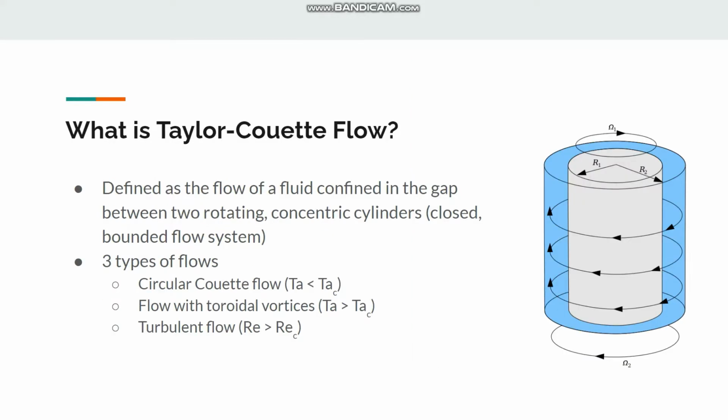What is Taylor-Couette flow? It is defined as the flow of a fluid confined in the gap between two rotating concentric cylinders. There are three types of flow patterns that we will be discussing: circular Couette flow, flow with Taylor vortices, and turbulent flow.